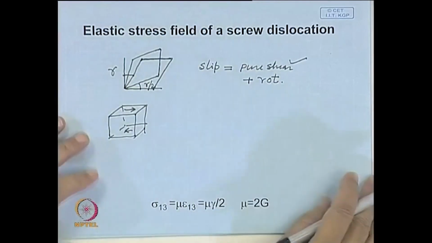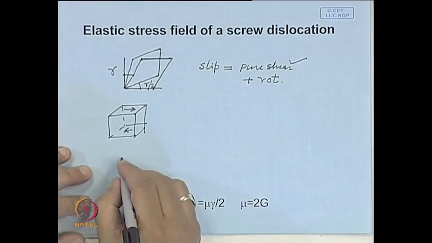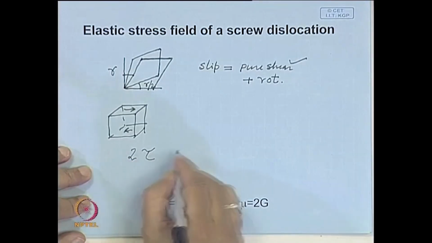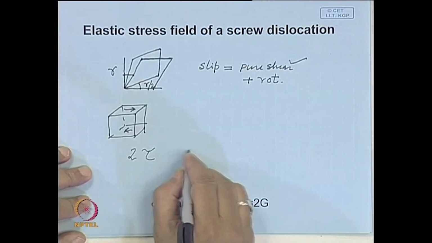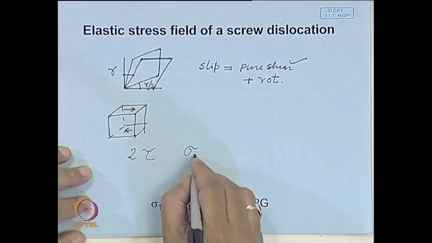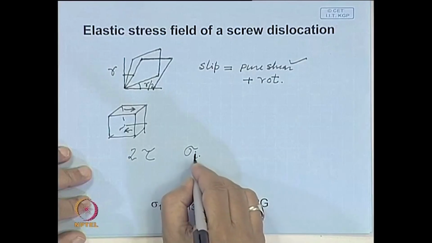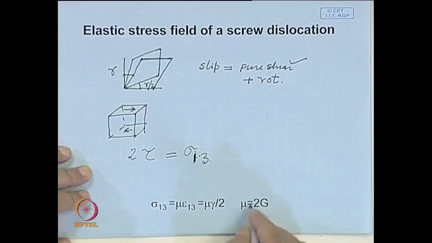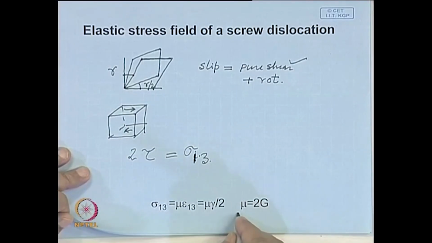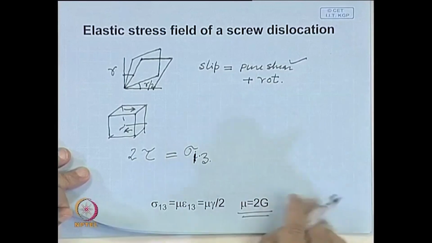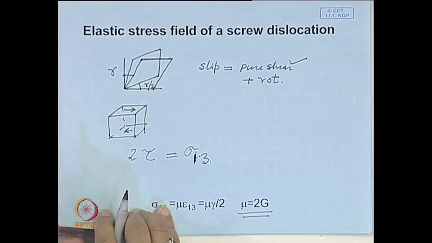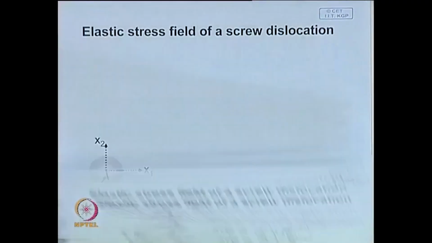So, that is why there are these two kinds of representation. Either you can take the shear stress as twice tau, which is equal to our shear stress, that kind of representation. I have just made it because this is a material, I just put mu equal to 2G. So, the final expression for the stress will nevertheless remain the same.